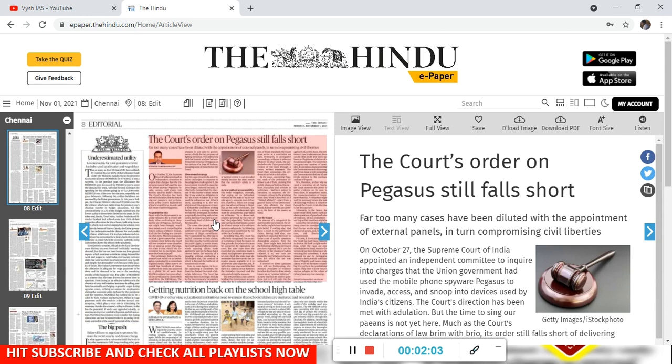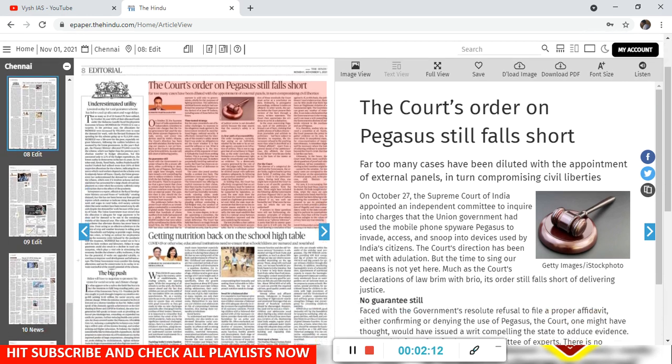Now this one, if you see, a court's order on Pegasus. Pegasus is a spyware, and that was in the news from July 2021. Now a court order has come, and based on that there is an article. I'll tell you what this Pegasus is, because it's our first episode.